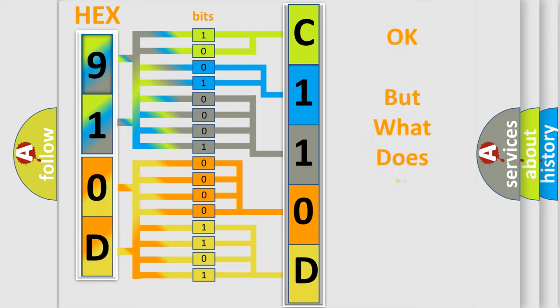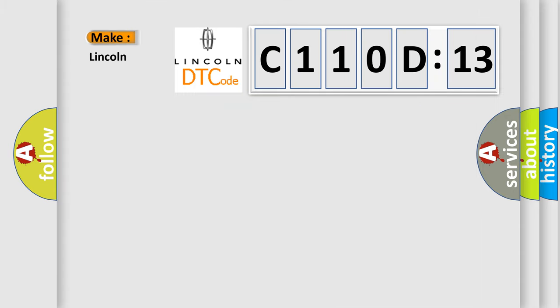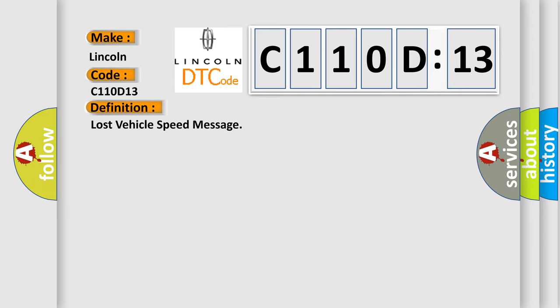The number itself does not make sense to us if we cannot assign information to what it actually expresses. So, what does the diagnostic trouble code C110D-13 interpret specifically for Lincoln car manufacturers? The basic definition is lost vehicle speed message. And now this is a short description of this DTC code.